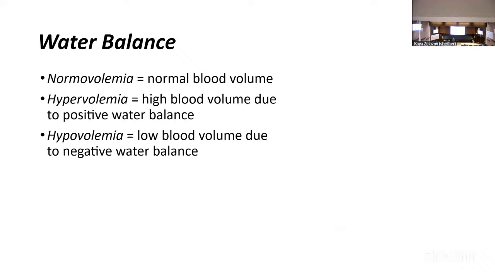Or on the opposite side, if you're getting really dehydrated, you're not drinking much water, but you're sweating a ton, potentially, you're going to end up in hypovolemia. So hypo for low, volemia for that volume of blood. So this is part of why we care about kidney function, because we would like to keep ourselves at an appropriate amount of blood in our bodies. We would like to have normovolemia, no problems with blood volume.